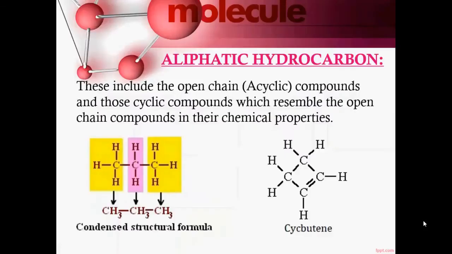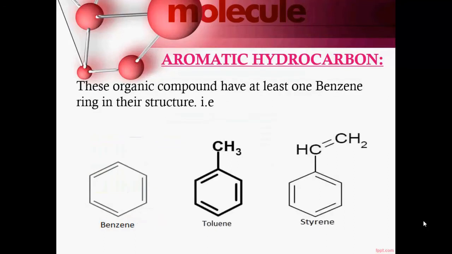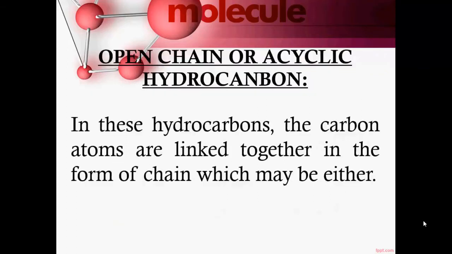Number 1, aliphatic hydrocarbons. These include the open chain acyclic compounds and those cyclic compounds which resemble the open chain compounds in their chemical properties. For example, propane and cyclobutene. Aromatic hydrocarbons: these organic compounds have at least one benzene ring in their structure. For example, benzene, toluene and styrene. Open chain are acyclic hydrocarbons.